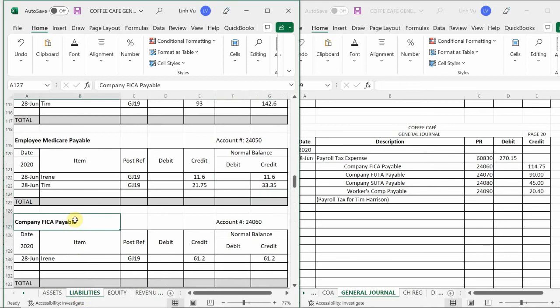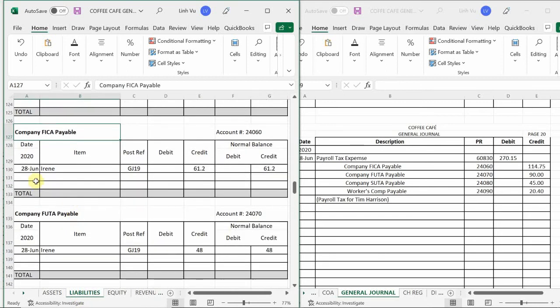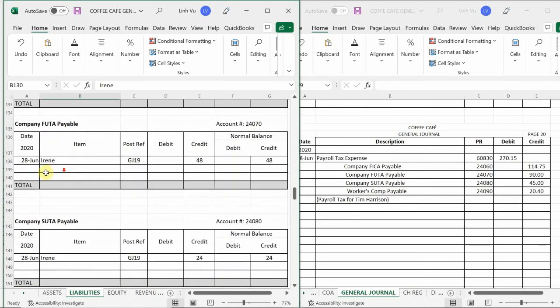Okay, starting with company FICA. FICA is... so hold on. It is 93 plus 21.75 is 114.75. Good. Giving you a grand total of $175.95. Excellent. Good. Okay. What about FUTA?